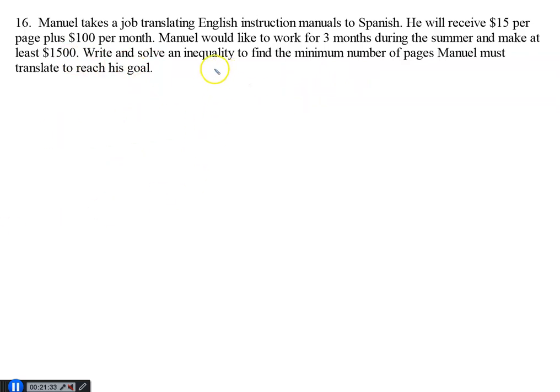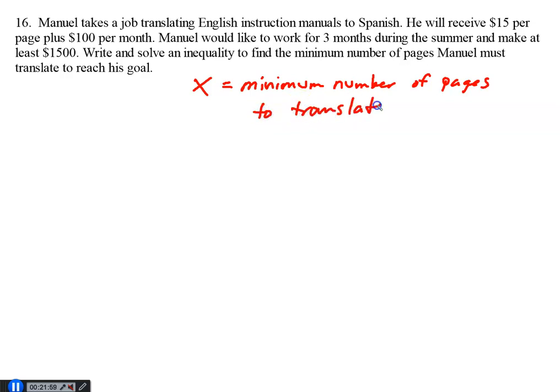So for these word problems, whatever the question is that we're supposed to answer, and the last sentence tells us what's the minimum number of pages he must translate, that's what we need to let our variable represent. So x is going to be the minimum number of pages to translate. Okay, so based on this, x represents a certain number of pages that he'll translate. Let's see if we can make an inequality.